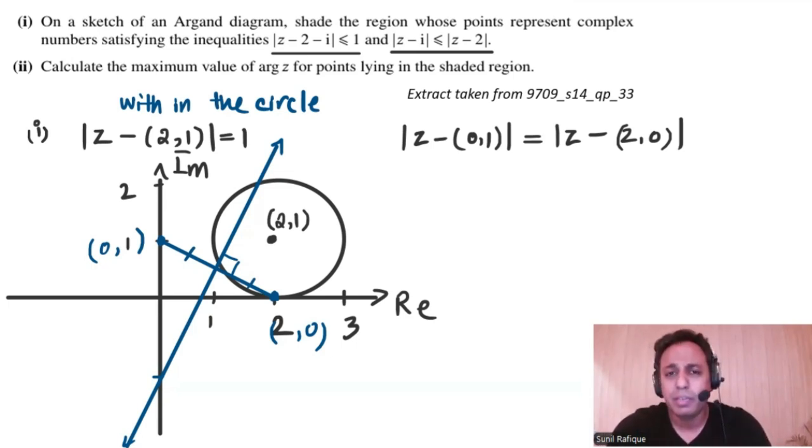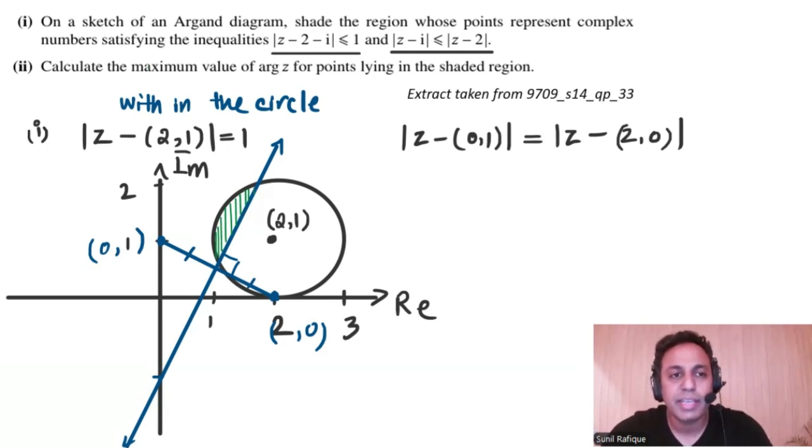That's why I'm giving a slow explanation. Listen to me very carefully. Z's distance from 0, 1 is smaller as compared to Z's distance from 2, 0. So if its distance from 0, 1 is smaller, it will be closer to 0, 1. That's the point. So you can shade the part which is closer to 0, 1. And that is your first part.